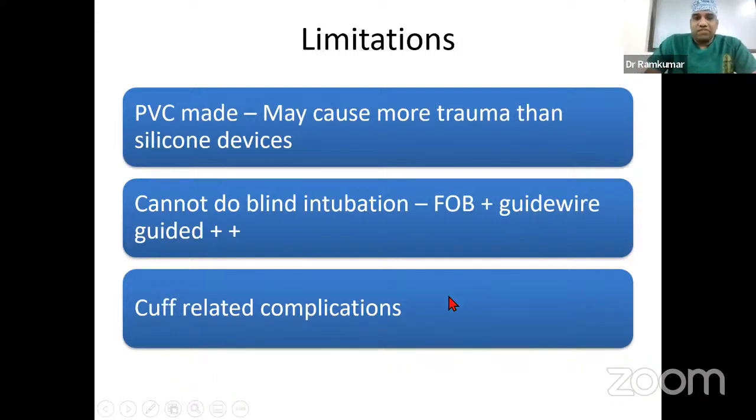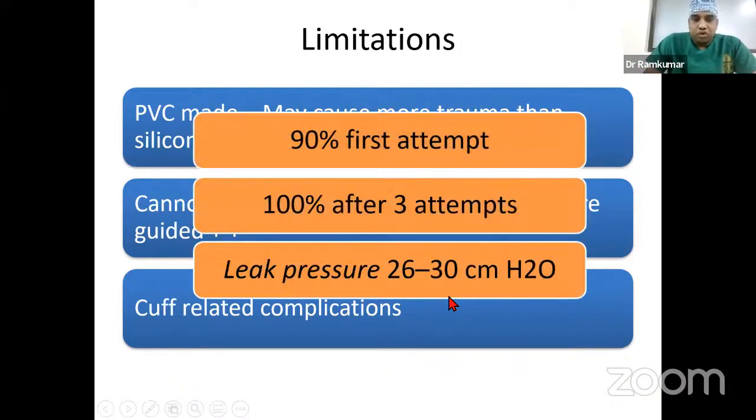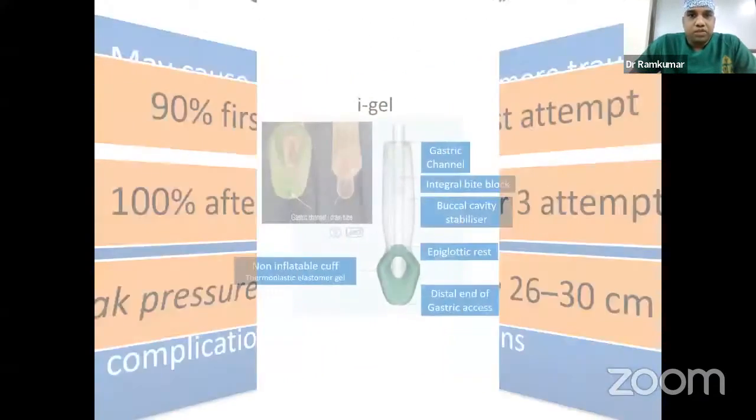And still the chance of cuff-related complications can be there if you use it for a prolonged period with a high cuff pressure. The success rate is around 90% with the first attempt. It's 100% around the third attempt. The leak pressure is around 26 to 30 centimeters of water with LMA Supreme.